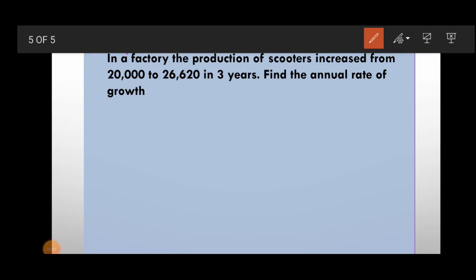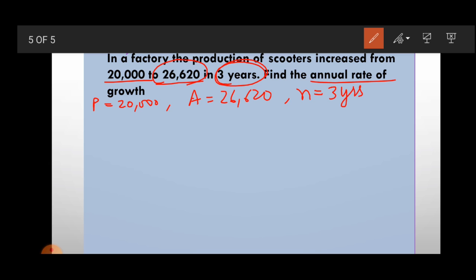In a factory, the production of scooters increased from 20,000 to 26,620 in 3 years. Find the annual rate of growth. Now, initially the quantity of scooters is 20,000, so P is equal to 20,000. And after 3 years, the quantity of scooters is 26,620. So, amount here is 26,620. And in 3 years, so time is equal to 3 years. We need to find the rate.